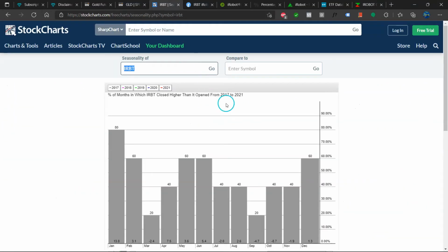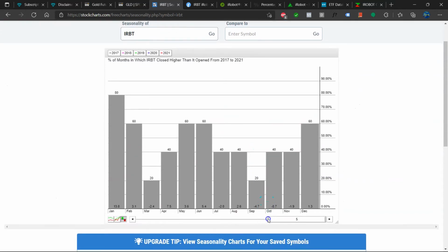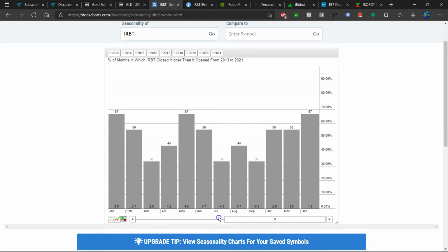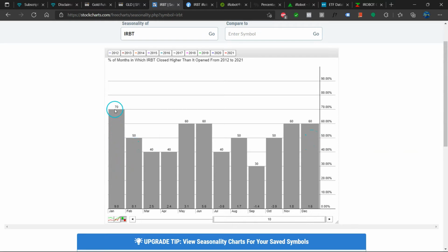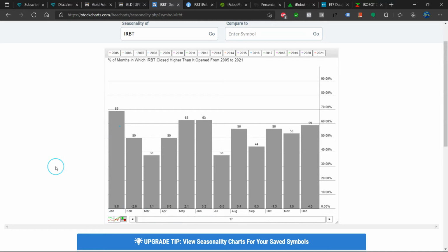When we look at the seasonality, over the last 5 years, December has been one of the stronger months, and January is the strongest month. The last 10 years, December closes higher 60% of the time, and January is the strongest, with an average 9% gain. And looking at the last 17 years, December and January are historically some of the strongest months for iRobot. That's bullish.